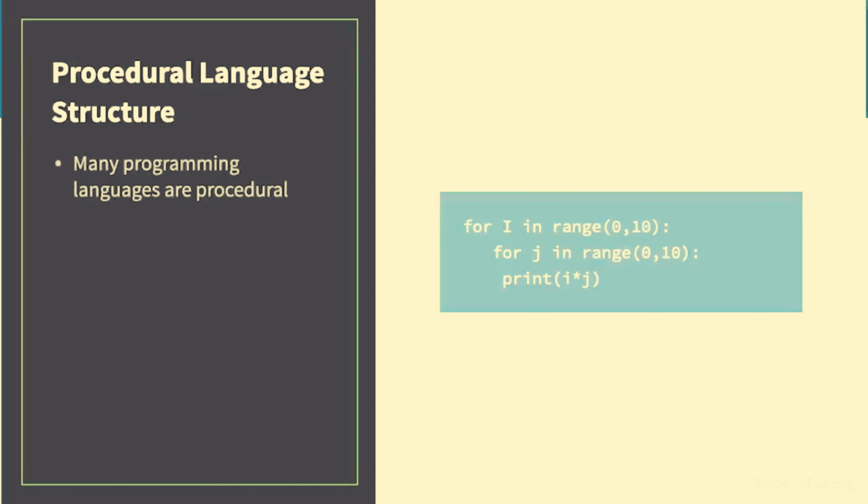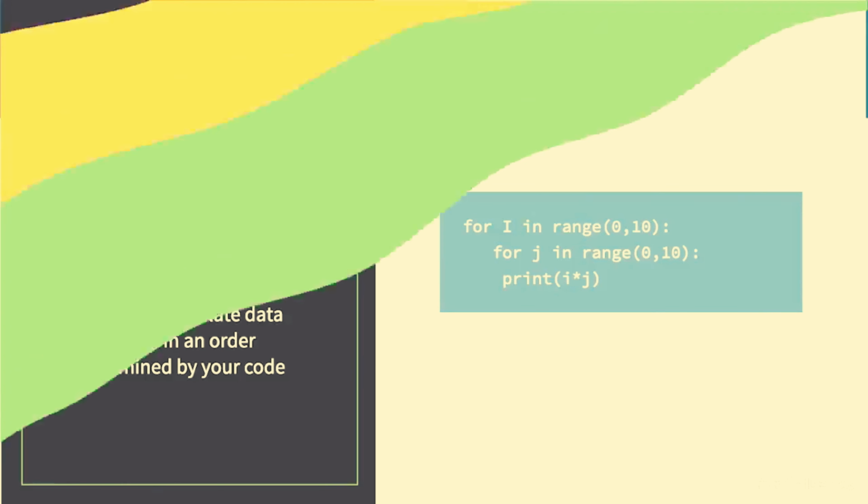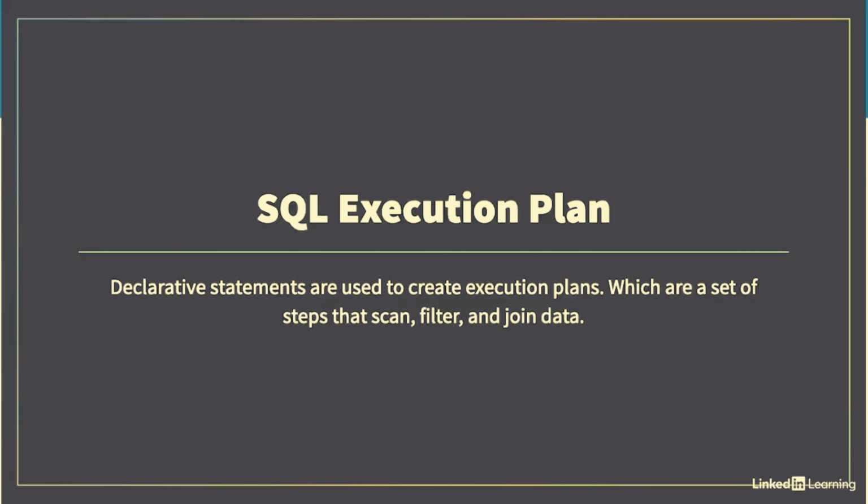If you're a developer, you're probably used to using procedural languages. In languages like Java, Python, and C++, you specify how to do something. For example, you might specify how to loop through an array. In procedural languages, you directly manipulate data structures and perform operations in an order that you specify.